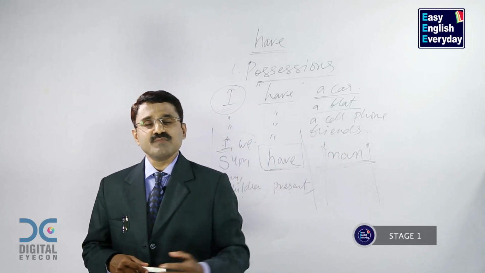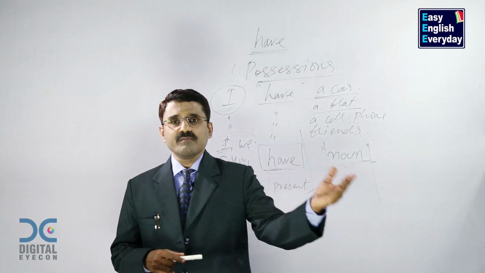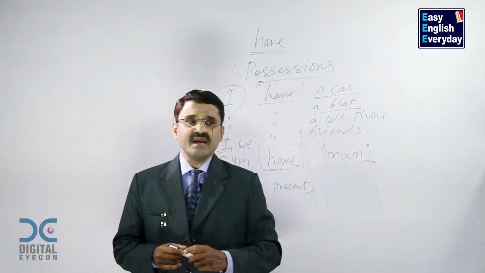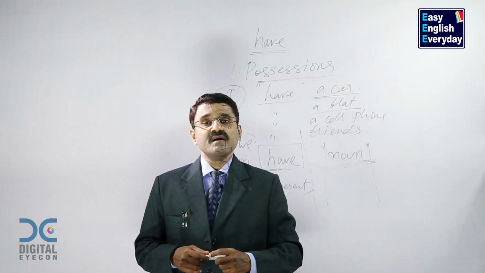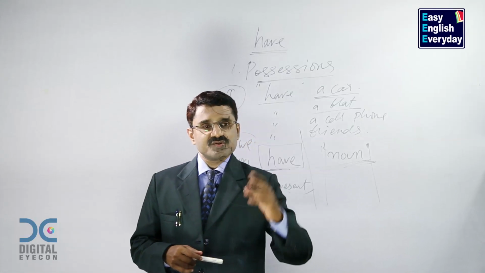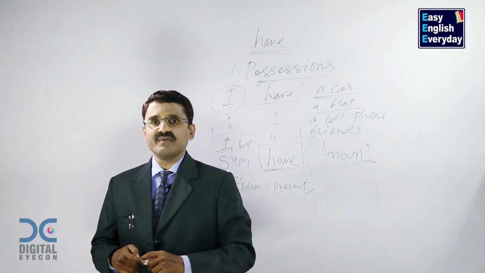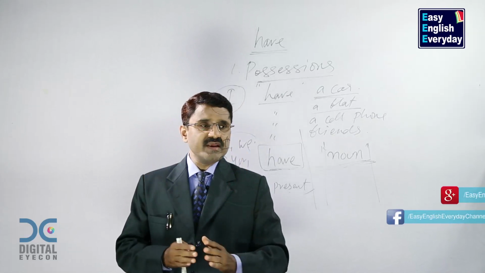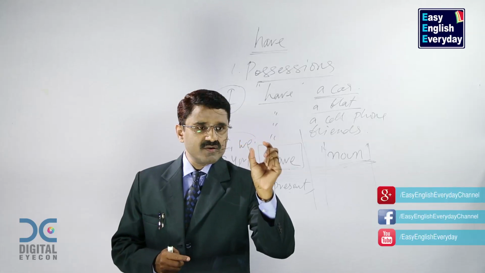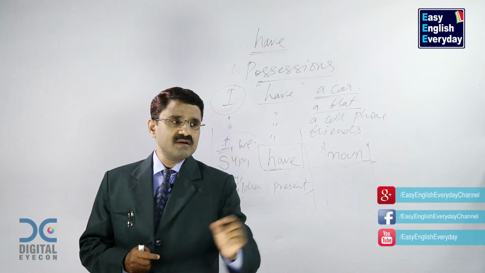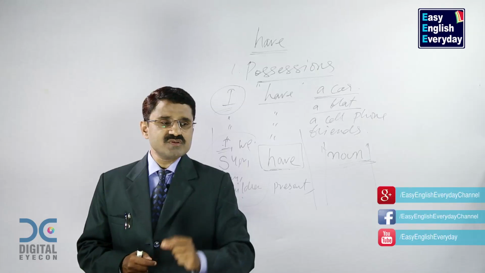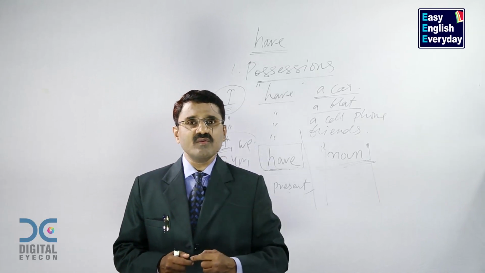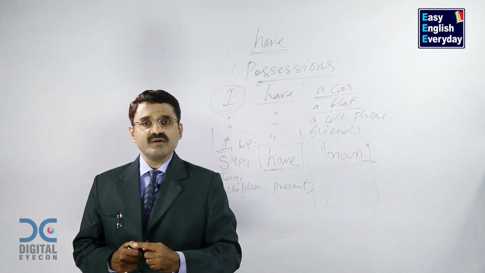Schools have smart boards. Schools have playgrounds. Schools have libraries. Schools have canteens. Schools have large number of students. So you can use it both for living and non-living subject to talk about possessions. So in stage 1, get familiar to the sentences, take large number of nouns, keep on making sentences and repeat them as loudly as possible to train your tongue.